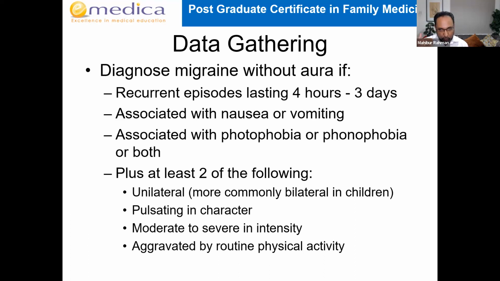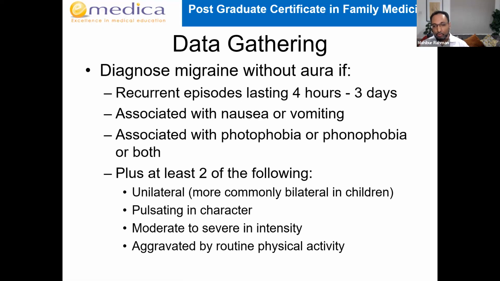So to diagnose migraine without aura, i.e. the more common type of migraine, these are some of the things that we look for. They have recurrent episodes, typically lasting anywhere from 4 hours to several days. It will usually be associated with either nausea or vomiting, and then either photophobia or phonophobia or both. For an adult, these are almost essential. And then you look for at least two of the following as well.